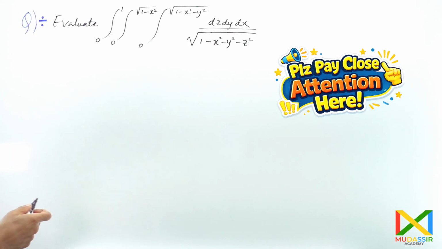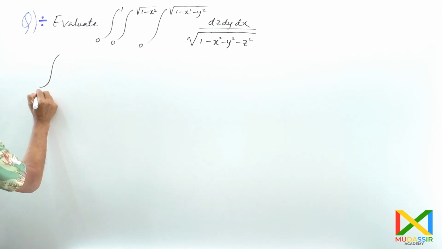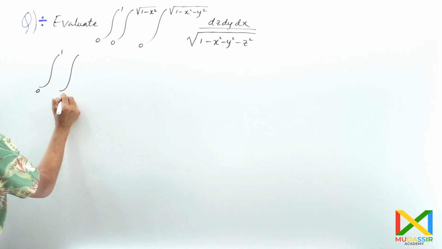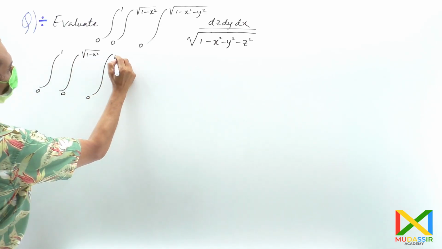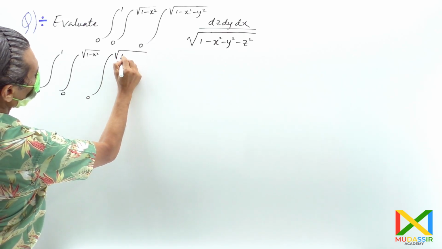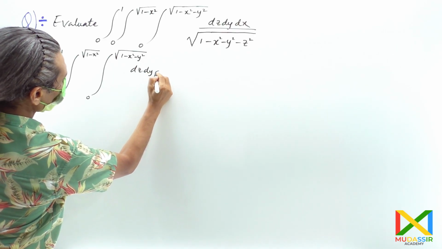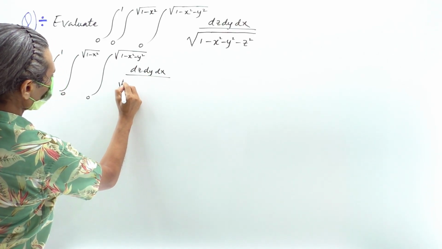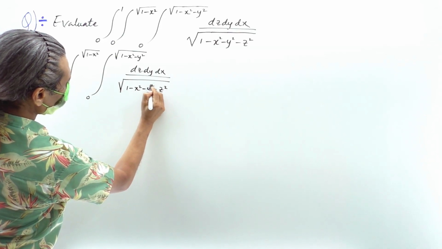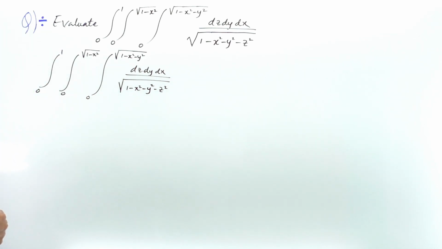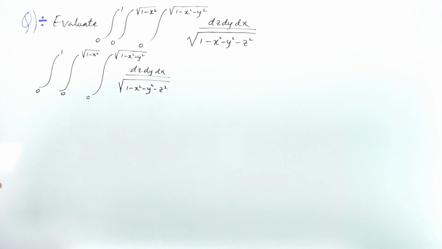Please pay close attention. First I'll read the question to understand the limits. We have 0 to 1, then 0 to root 1 minus x square, then 0 to root of 1 minus x square minus y square, and see the order here, dz dy dx over root of 1 minus x square minus y square minus z square. Fine. So first let's understand the limits here.